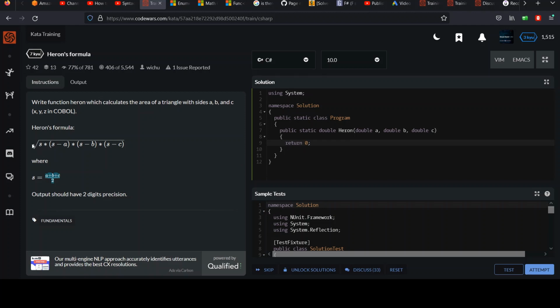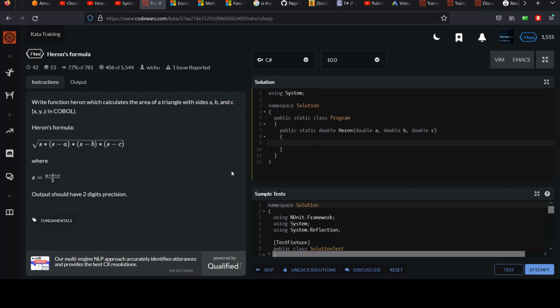They provided us with the formula itself, so the only task is to translate from English or mathematical language into C#. Let's do that. Go ahead and pause. Try this one out. I know you can do it. Come on back when you're ready.